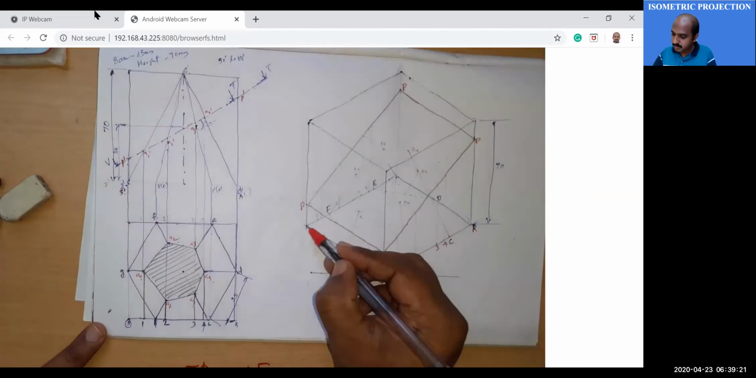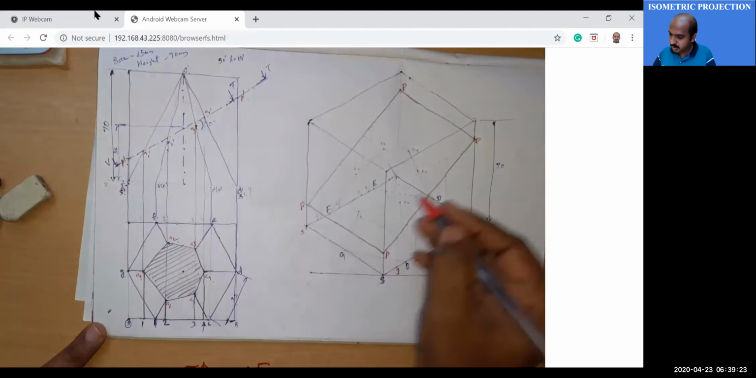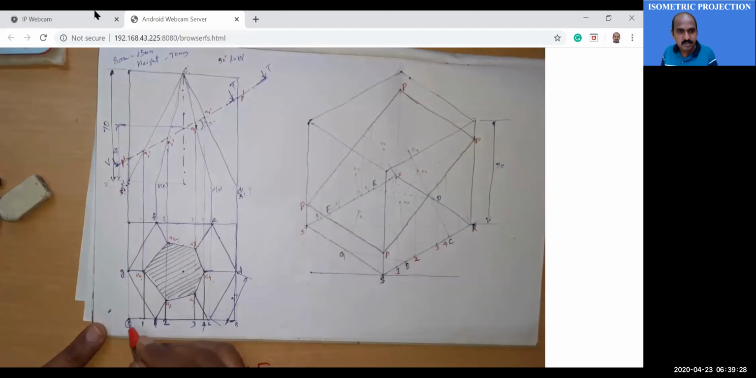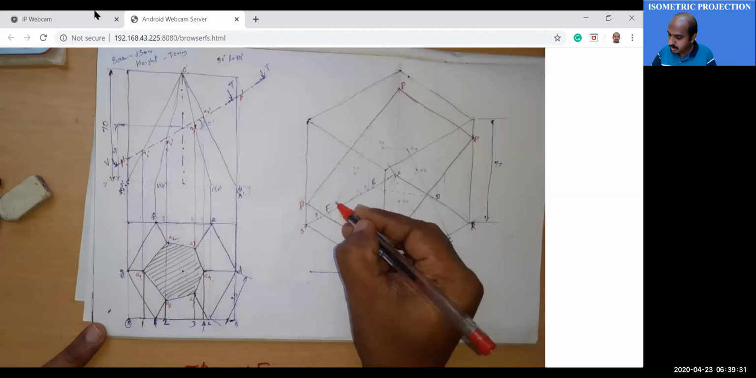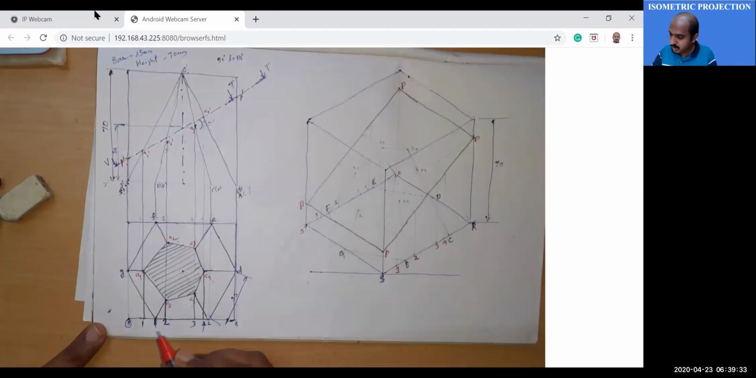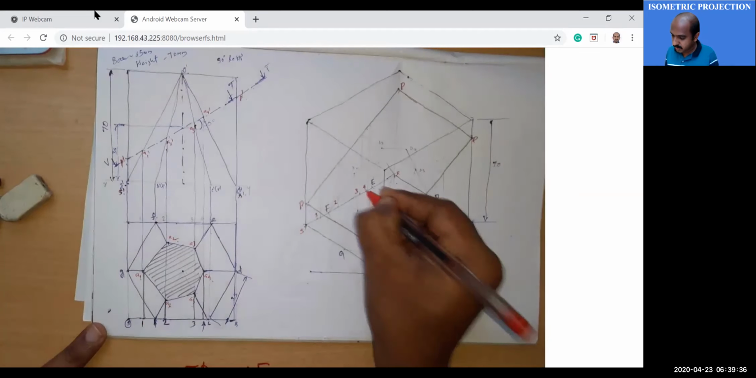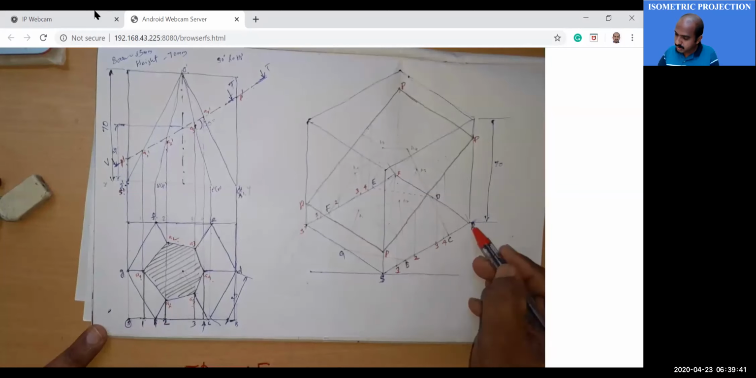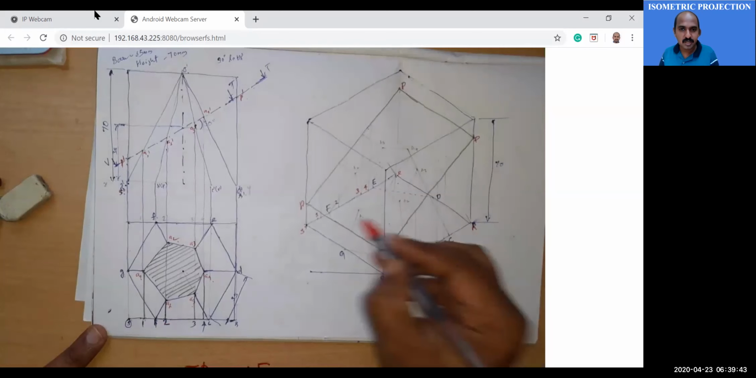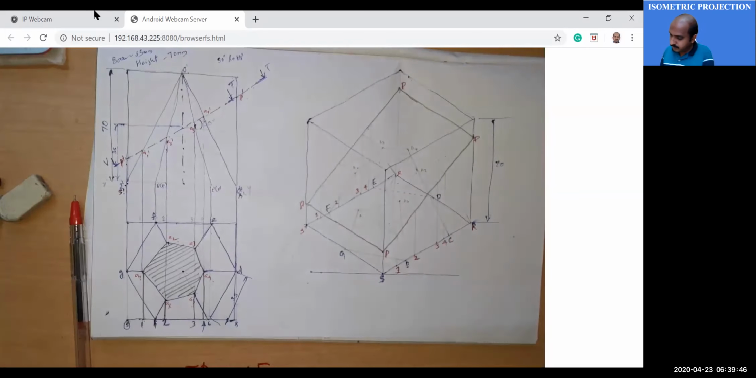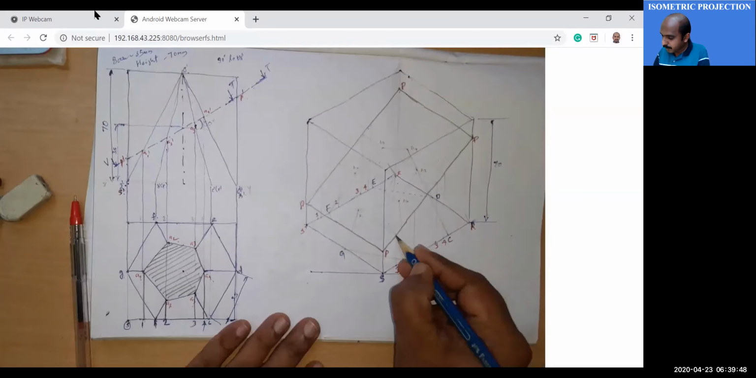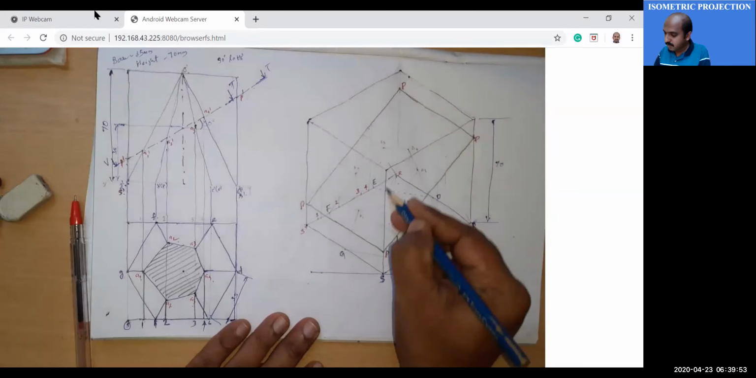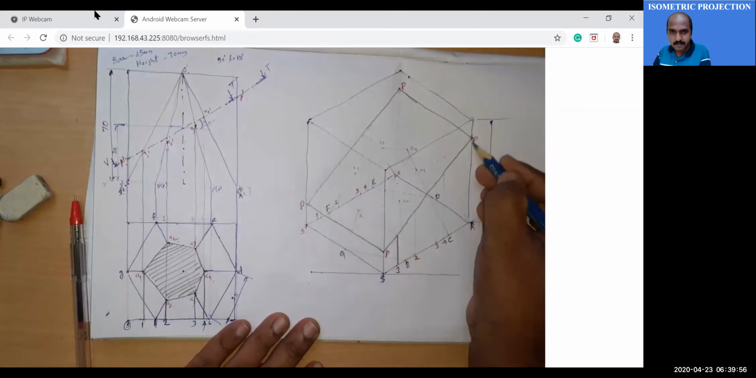Similarly, from this point, suppose this is your S, and this is R again. So here you can mark S to 1, same distance, and S to 2, S to 3, and S to 4. You mark all the distances on this 30 degree line and this 30 degree line. Now from each point, you draw a perpendicular parallel to this line, from 1, which will touch the PP line.